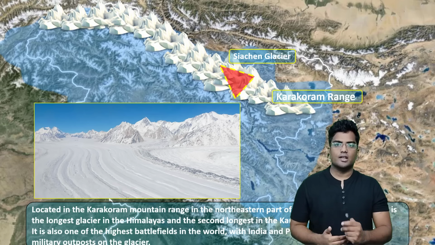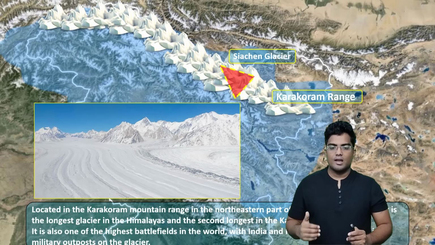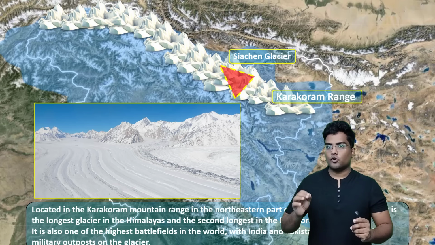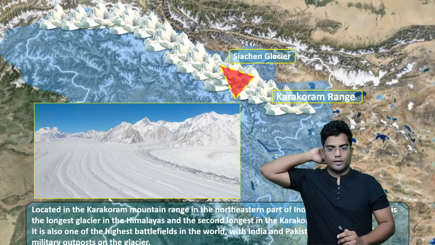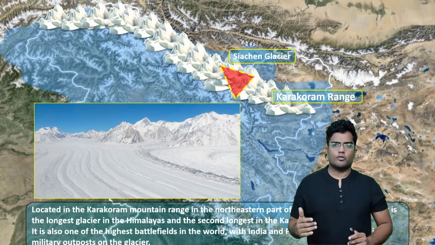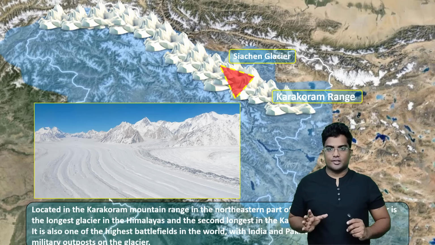You keep learning about Siachen Glacier a lot in the news. Now, there are military outposts of both India and Pakistan. As for the geography, we are only going to discuss the geography, not the politics involved in it. So this is the Siachen Glacier. As you can see, it's pretty much in the shape of a triangle.